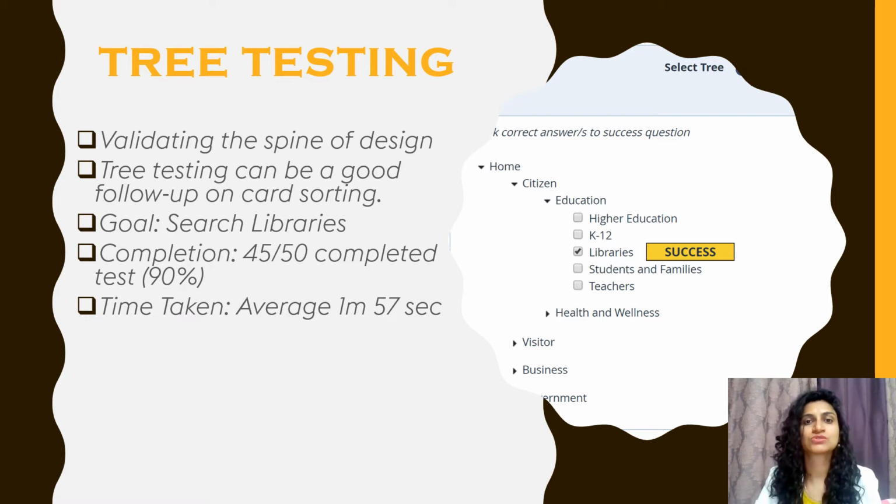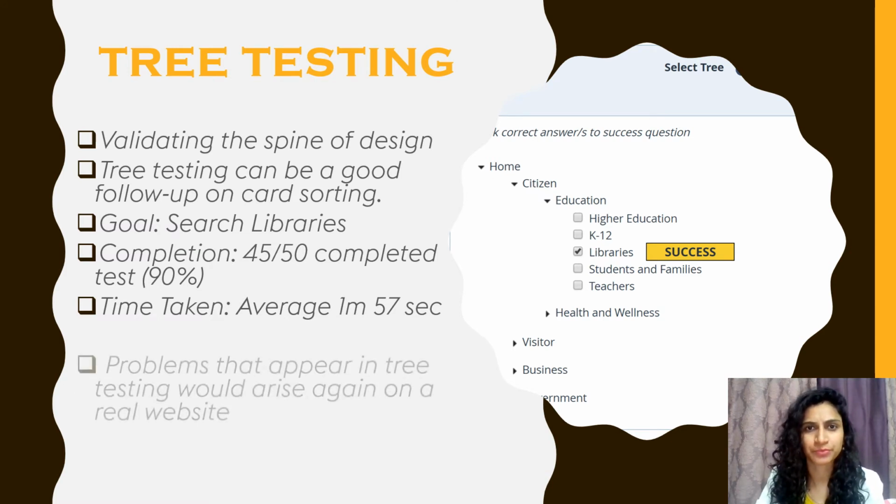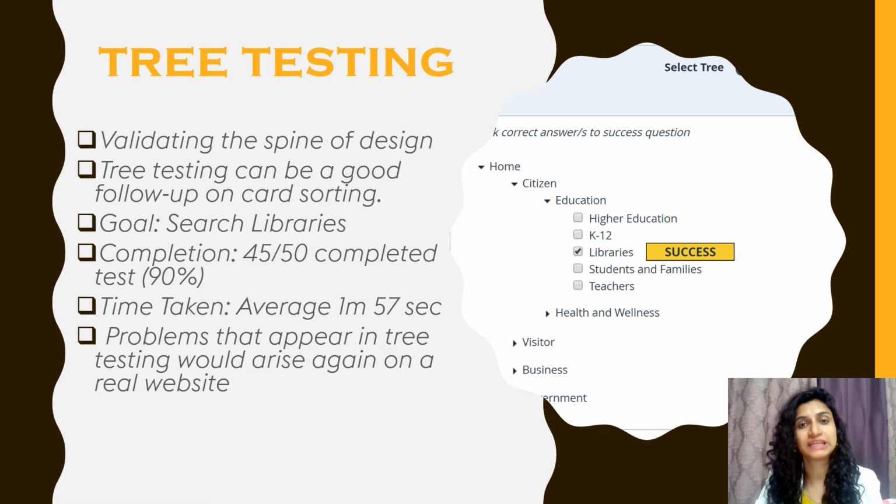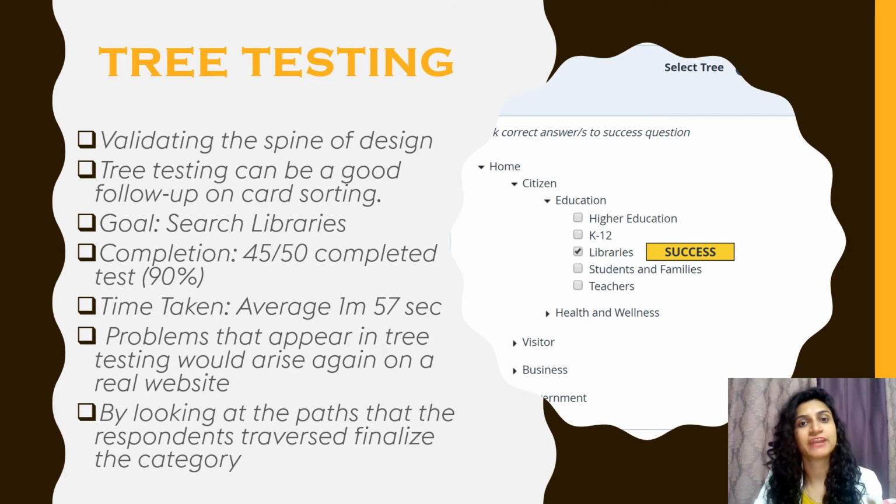Tree testing is often conducted as a remote, unmoderated study, but it can also be done in person using a paper prototype. Problems that appear in tree testing would arise again on a real website. By looking at the paths that respondents traversed, you can find which category they considered to be a better option for the product in question. And of course, accordingly, change your design.